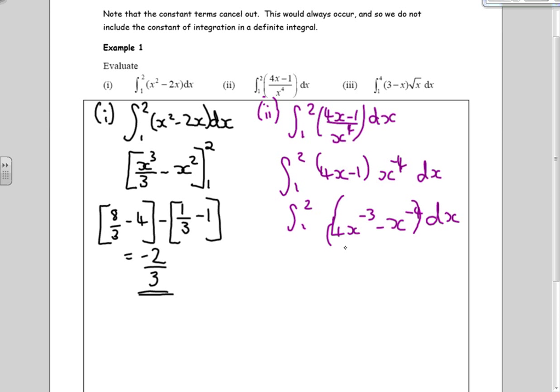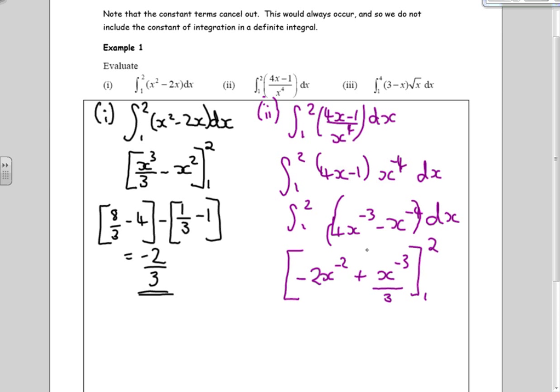So I need to integrate this. So add 1 to the power, that'd give me minus 2, and divide by the new power. So that'll give me x to the minus 2. And so that'd give me 4 over minus 2, which is the same as minus 2. And add 1 to the power here, gives me x to the power of minus 3. And divide by the new power gives me plus x to the minus 3 over 3. And we're still evaluating this between 2 and 1.